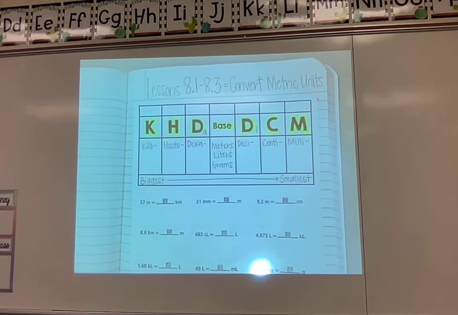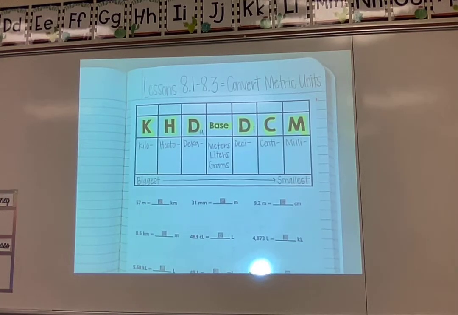Hi, fifth grade. Today we are starting Unit 8, which is over measurement and geometry. And as we go through this unit, we are going to do some of the lessons a little bit differently. We'll be combining some, or we might go out of order a little bit, just to make sure we touch on the most important things first.